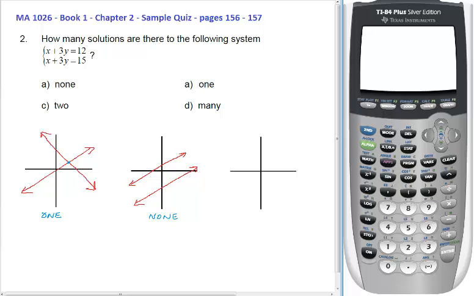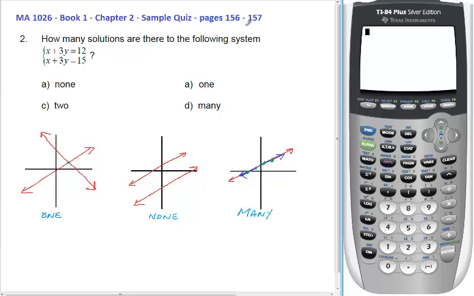And the third choice is if you graphed another line and it happened to go right over this one, in other words, they are the same line. Now what's the solution? Many solutions, because every ordered pair on these lines will work. So we say there are many solutions.